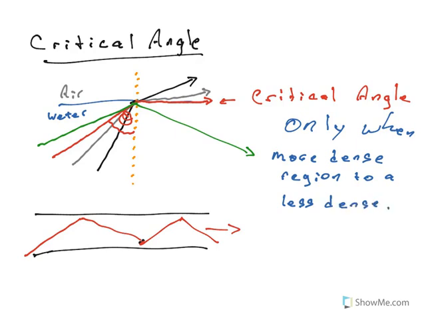So, for instance, if you go from water to air, you can have a critical angle. But if you try to go from air to water, you cannot have a critical angle. You only get critical angle type stuff when you're going from more dense to more rare regions. Water to air. Glass to water. Glass to air. That works. Air to glass, no. That doesn't work for critical angle.